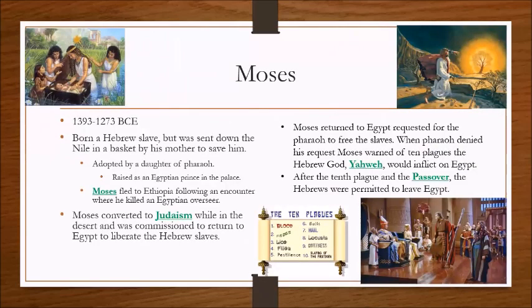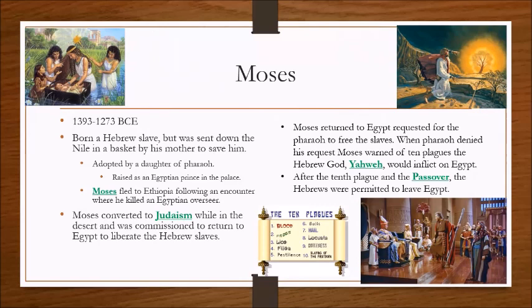So then we get the whole story of Moses. Everybody pretty much should know the basics of this. Moses was born into slavery. His mother, to save his life, sent him downriver in a basket. He's found by the Egyptian royal family and adopted as a son. He grows up to become a prince of Egypt, and he is going to flee to Ethiopia because he accidentally kills an Egyptian overseer who was beating a Hebrew slave.